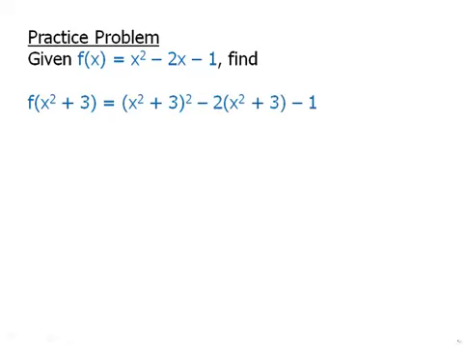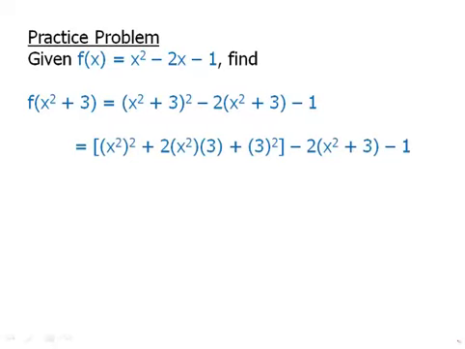So what we're going to get is x squared plus 3 squared minus 2 times x squared plus 3 minus 1. Now that first expression, that's the square of a binomial, the square of a sum. So we can use our square of a sum formula. Remember the square of the sum formula from earlier in our discussion of algebraic expressions. And so that's just going to be x squared squared plus 2 times x squared times 3 plus 3 squared. That's how we square x squared plus 3.